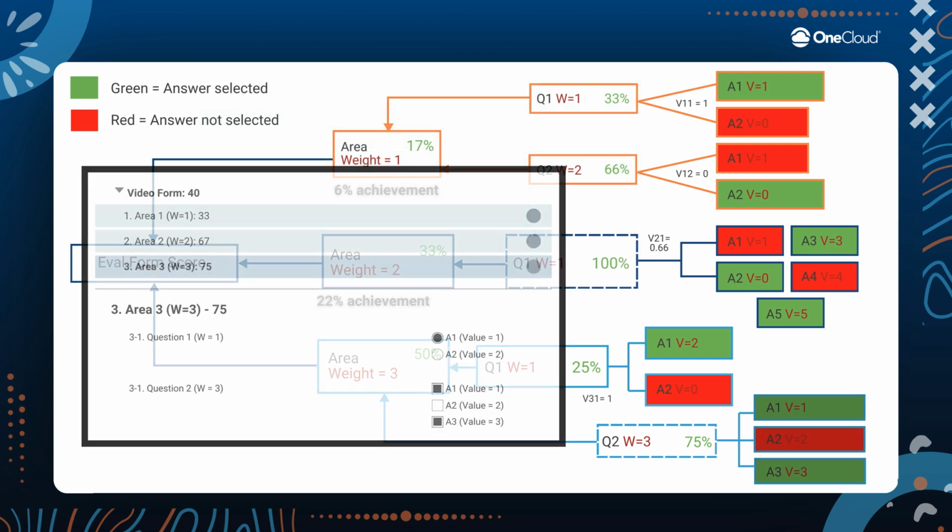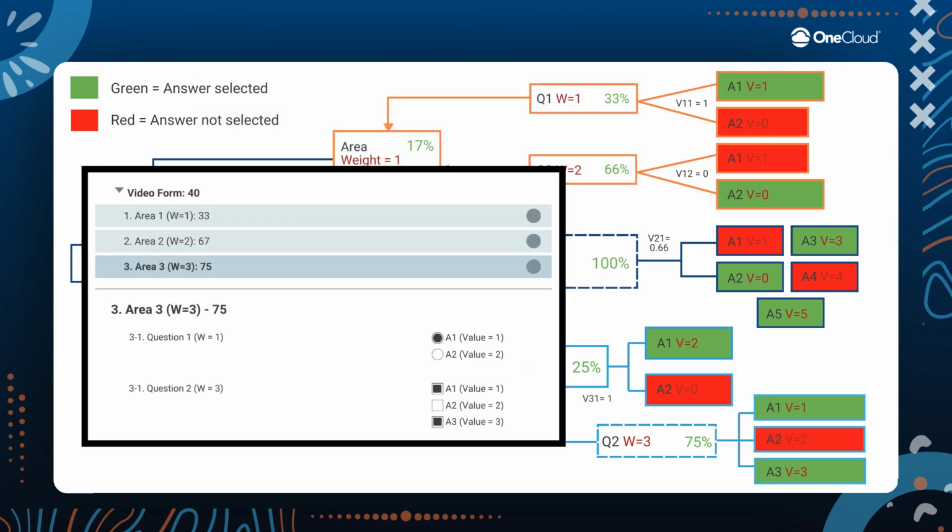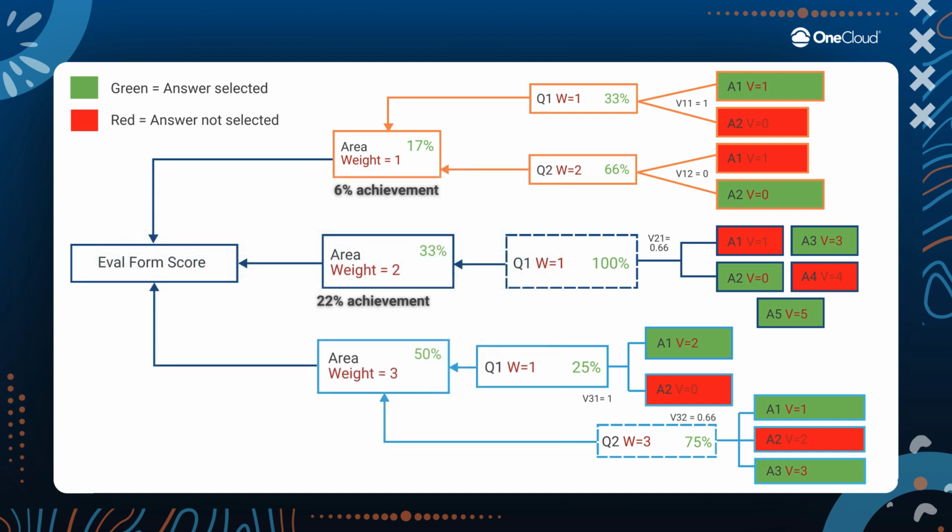For the second question, we got the first and third answers which respectively hold values of 1 and 3. This would give us an achieved value of 4 out of the total possible 6 in this question, giving us 2/3 or 0.66 for V32. The first question holds 1/4 of the total weight in this area, and we achieved 100% of its value, while the second question holds 3/4 of the total weight in this area, and we achieved 66% of its value.